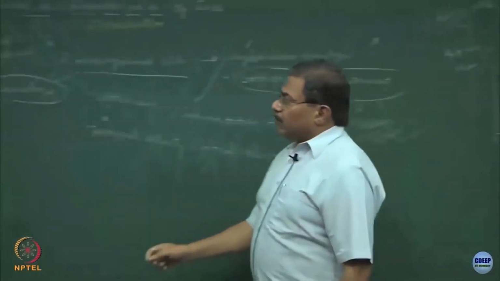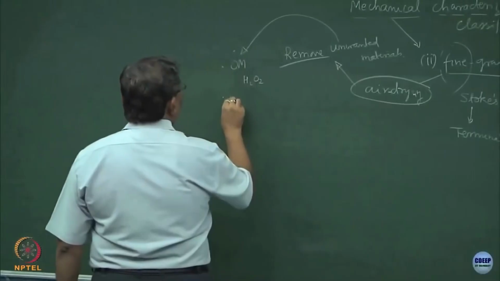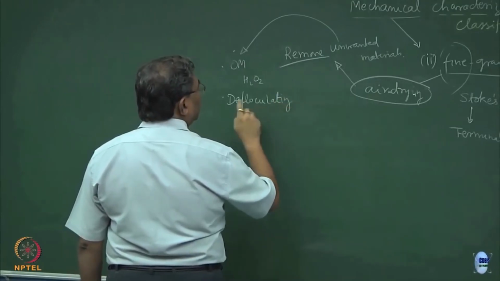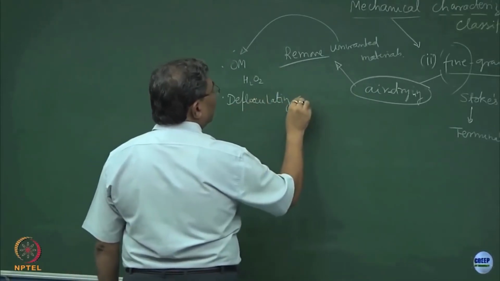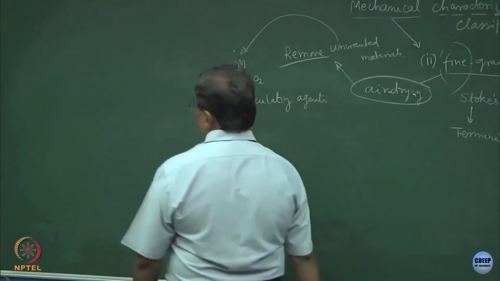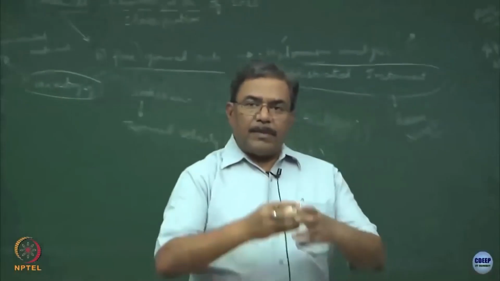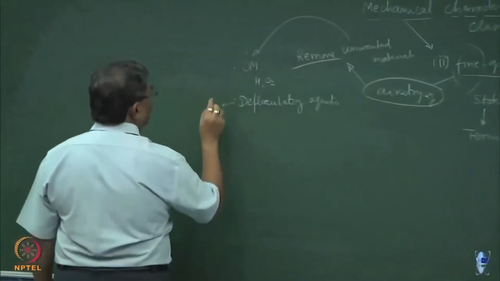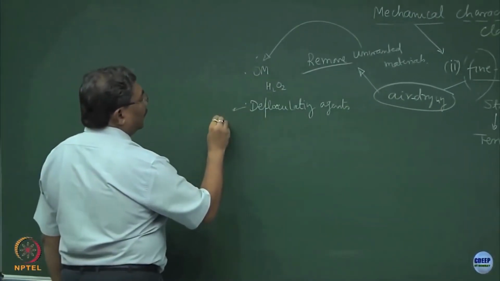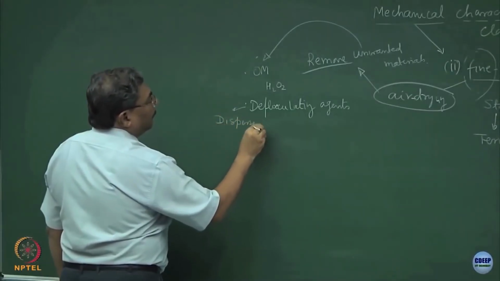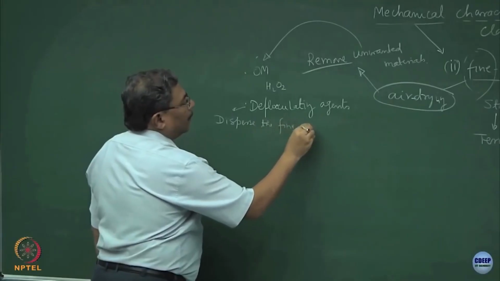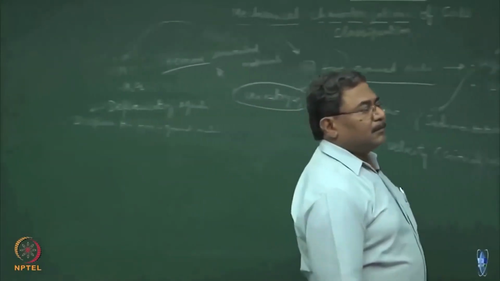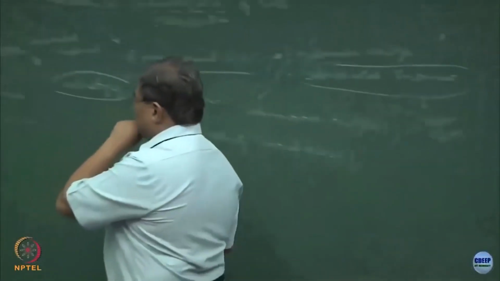Fine. We use some deflocculating agent. What do these deflocculating agents do? They disperse the fine grained material. Sodium hexametaphosphate is a good example of this.